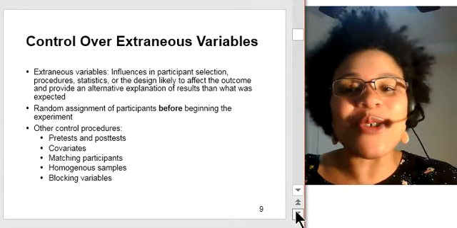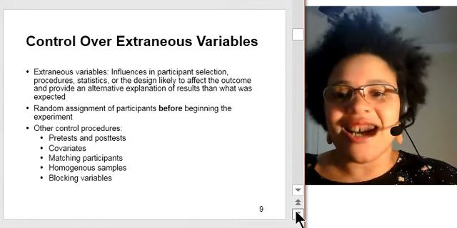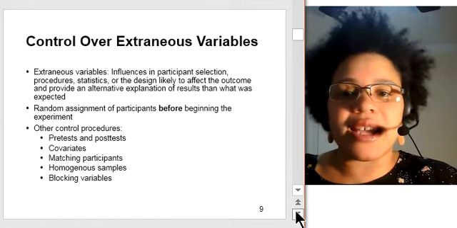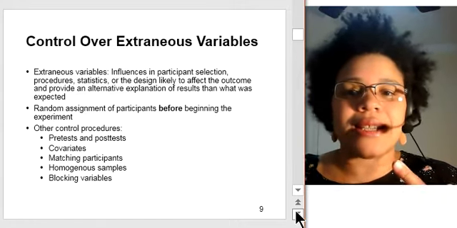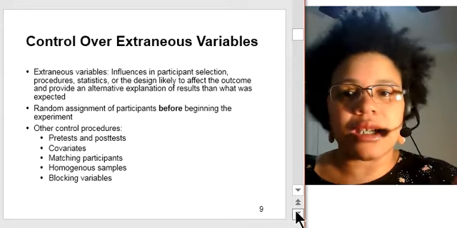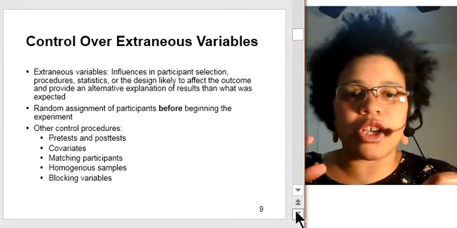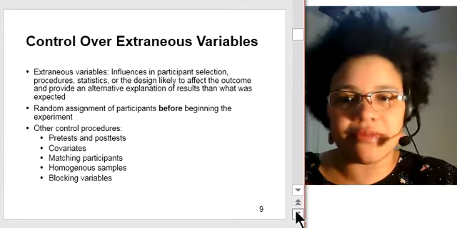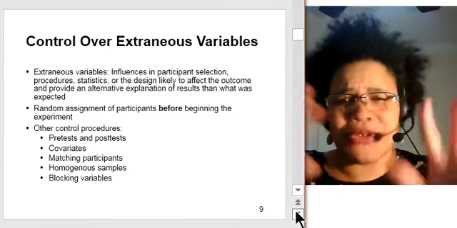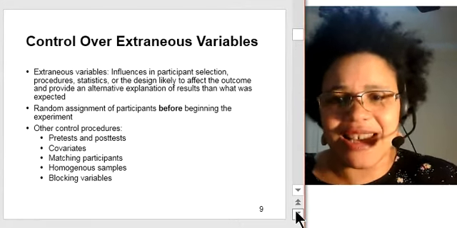All right, control over extraneous variables. Extraneous variables are things that influence the outcome, but we want to control. We want to have control over things. We need to limit things.